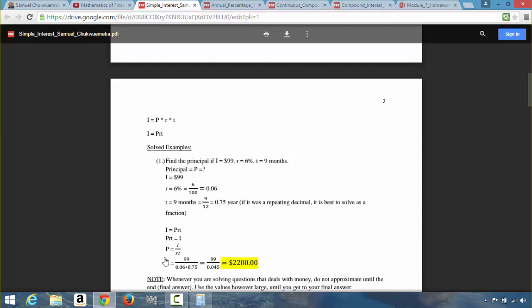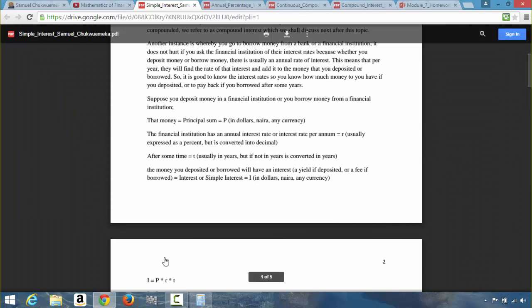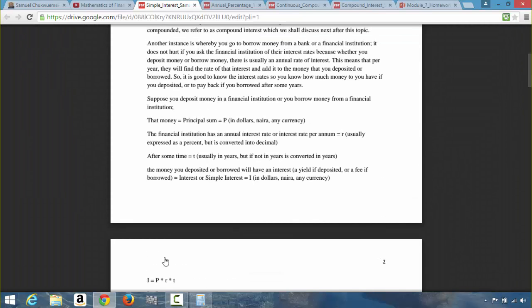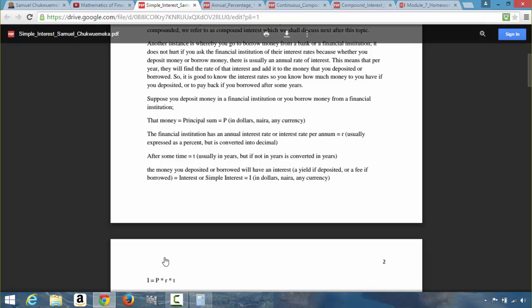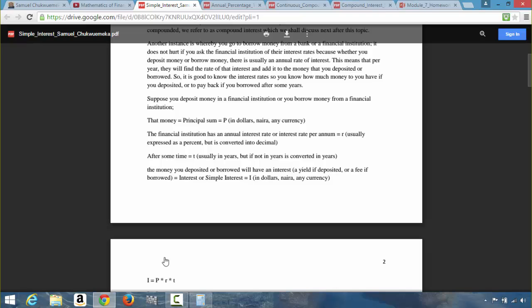I probably wrote the formula here as well. Yeah, P times R times T. So the principal is in the currency. Dollars for the United States, Naira for Nigeria, any currency for the country that you are in. The R is the interest rate, annual interest rate, or interest rate per annum, per year, yearly. Annum means year. It is usually expressed as a percent, but you have to convert it to decimal. Then the time is in years.